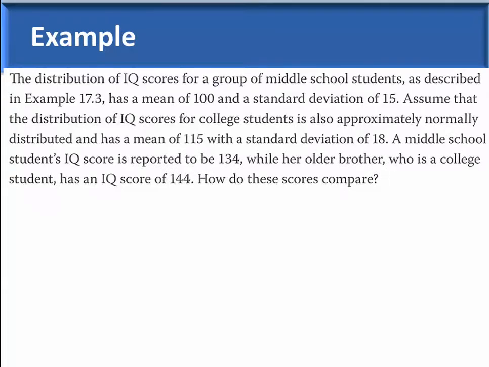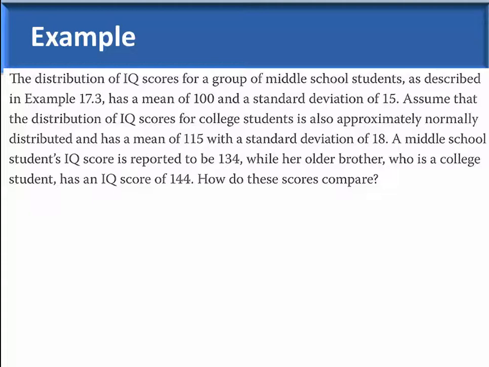So let's look at an example here. So again, for all of this to work, we need to be working with a data set that's normally distributed. So in any problem, that's something that you're going to need to make sure is true. If the data set is skewed, then we can't use mean and standard deviation, therefore we can't calculate a z-score.